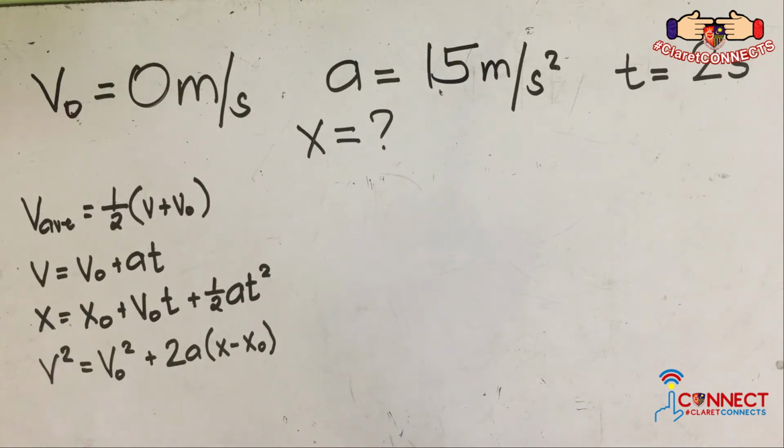Equation 3 has x, initial velocity, time, and acceleration. While equation 4 has final velocity, initial velocity, acceleration, and x. Between the two equations, 3 and 4, equation 3 is more suitable in answering the problem because equation 4 doesn't have the value of time, but it has the final velocity, which is also unknown.